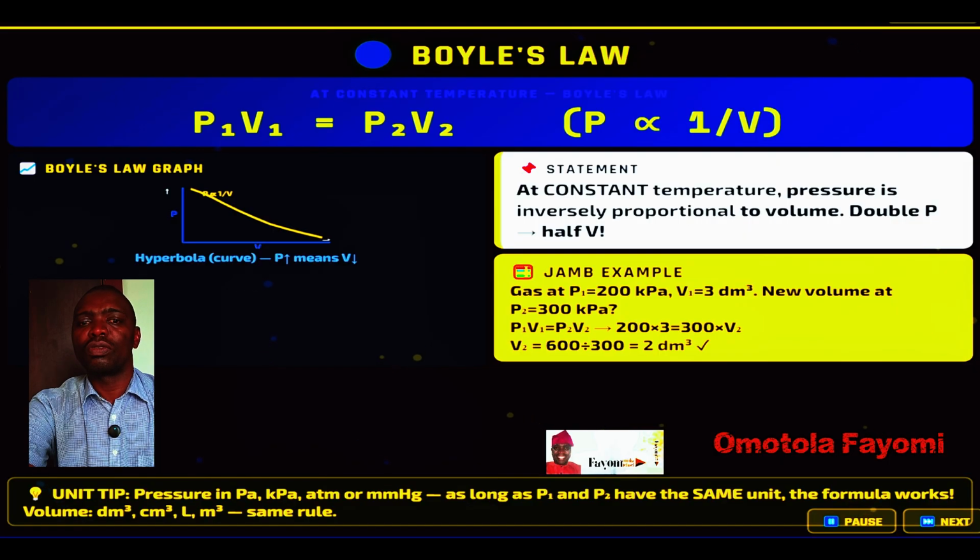P1V1 equals P2V2. 200 times 3 equals 300 times V2. So V2 equals 600 divided by 300. That is 2 dm cubed. As pressure went up from 200 to 300, volume went down from 3 to 2. Perfectly inverse. Unit note: your pressure units for P1 and P2 must match. Same for volume units. Mix them up and your answer is completely wrong.